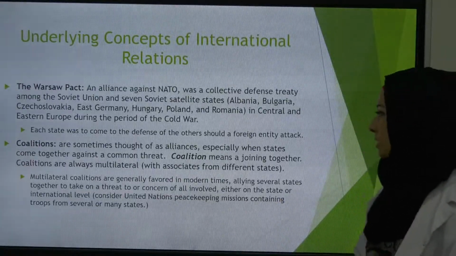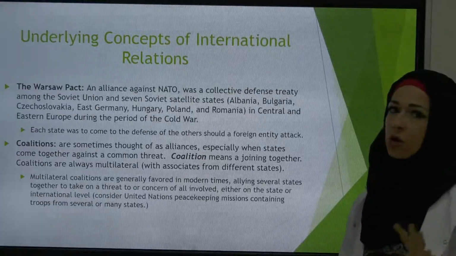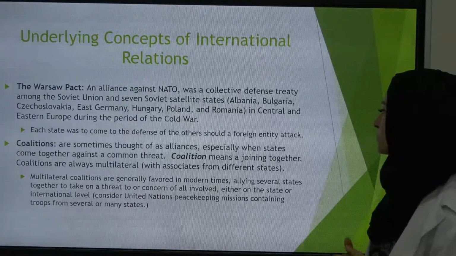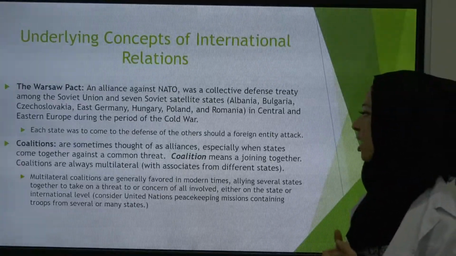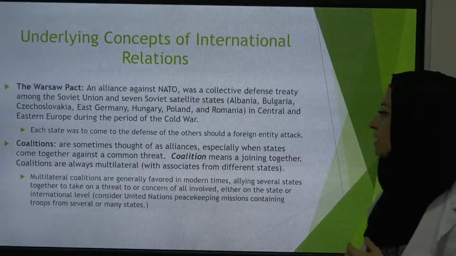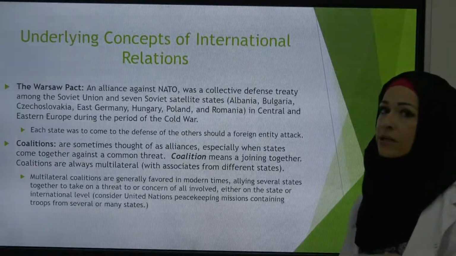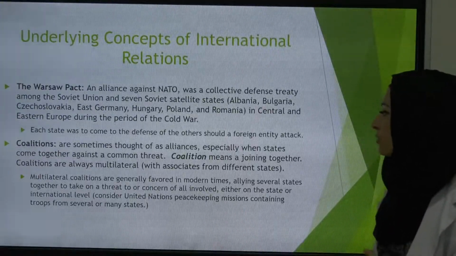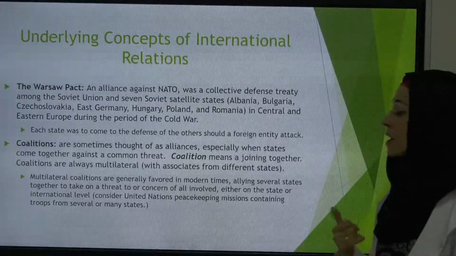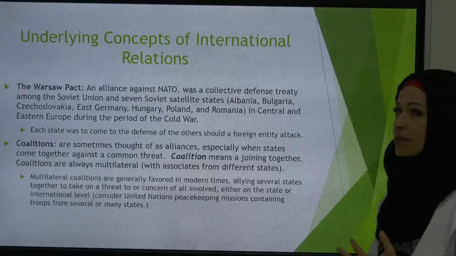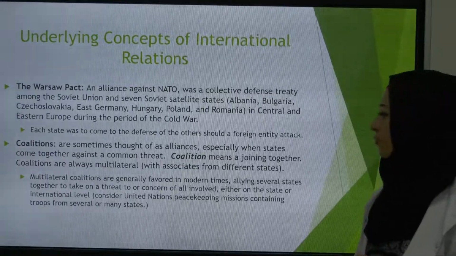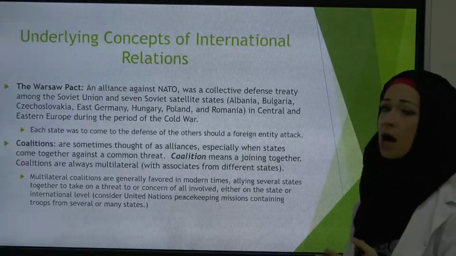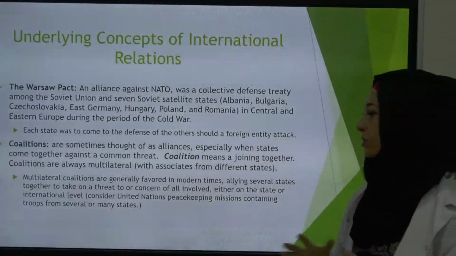Now, there's the term coalitions, and the coalitions sometimes are thought of as being alliances, especially when states come together against a common threat. Now, a coalition means a joining together. Coalitions are always multilateral, with associates from different states. Multilateral coalitions are generally favored in modern times, aligning several states together to take on a threat to or a concern of all involved, either on the state or the international level.